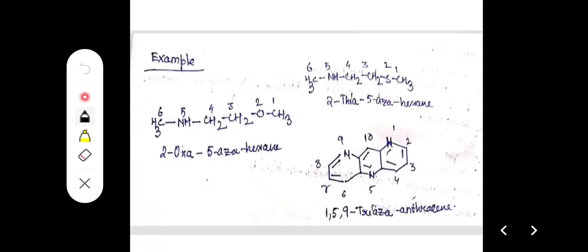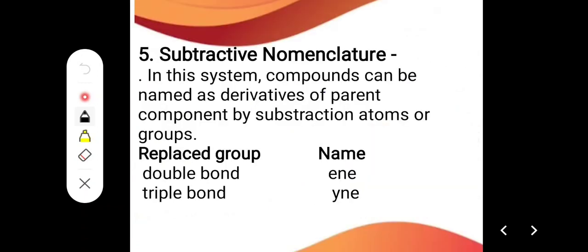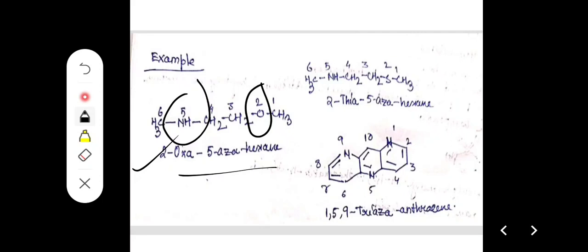We have to consider 2-oxa-5-aza-hexane: the 2 position has oxygen, so we say 2-oxa, and the 5 position has nitrogen, so we say 5-aza, and overall hexane. That is termed subtractive nomenclature. Similarly, 2-thia-5-aza-hexane: the 2 position bears sulfur, so we say 2-thia, the 5 position has nitrogen, so 5-aza, and then hexane overall.